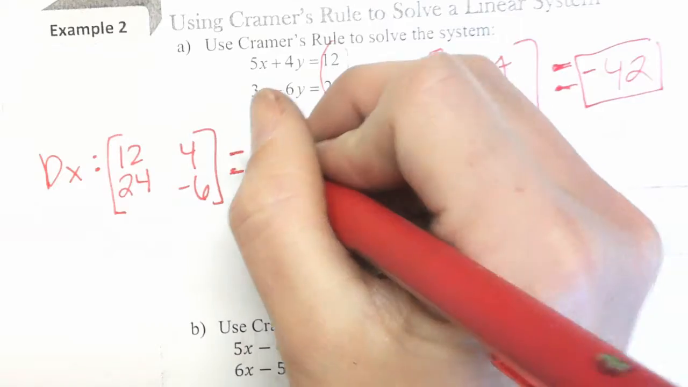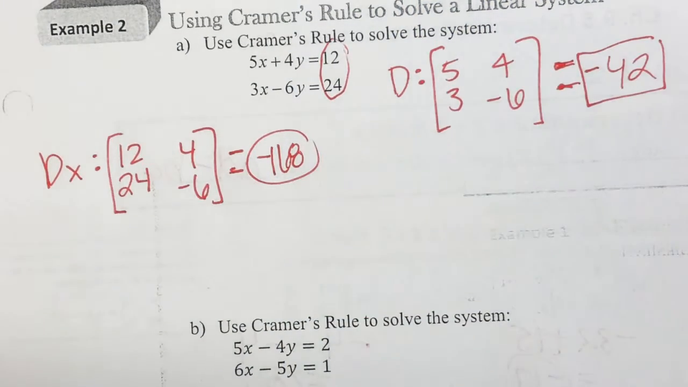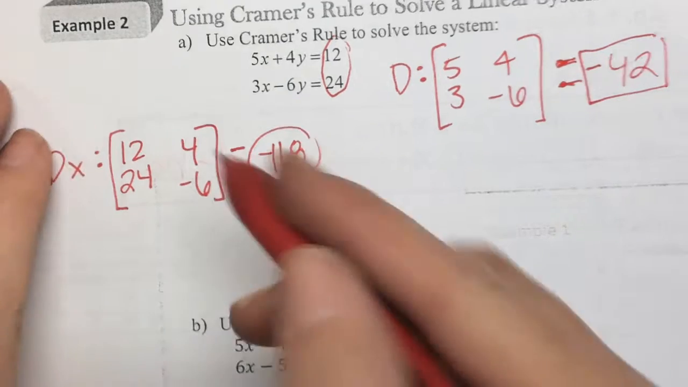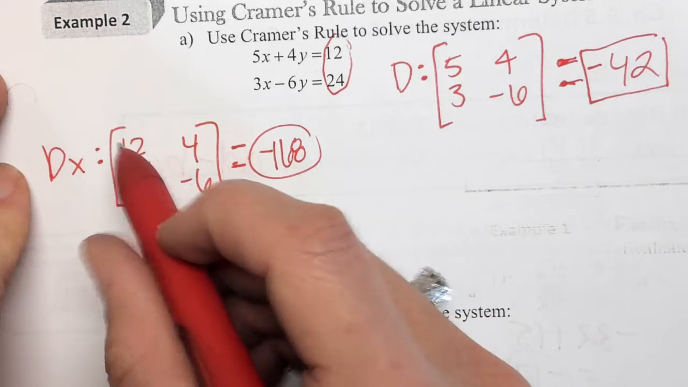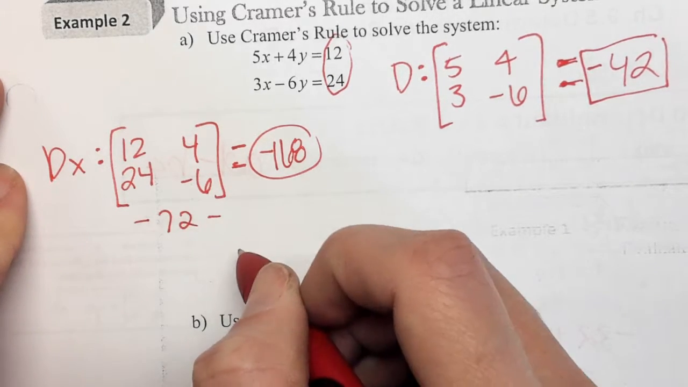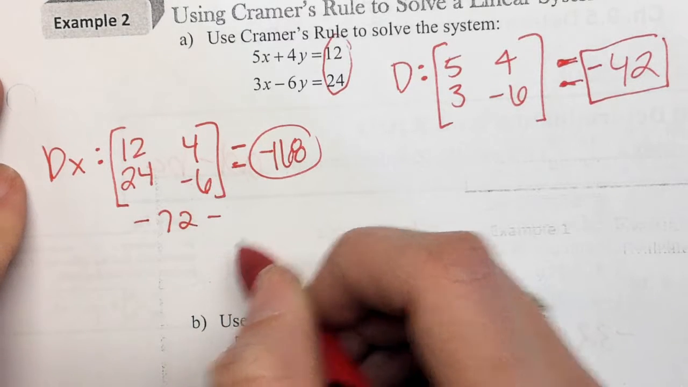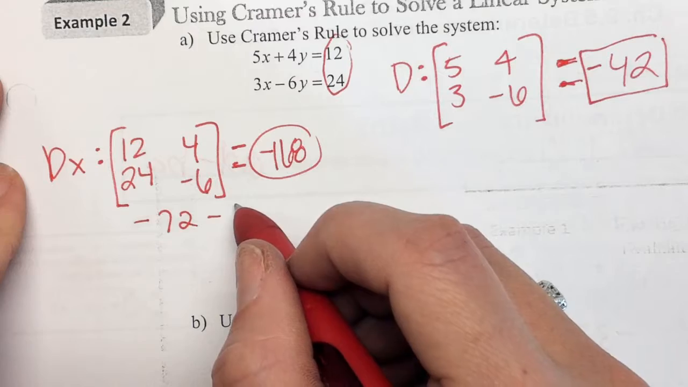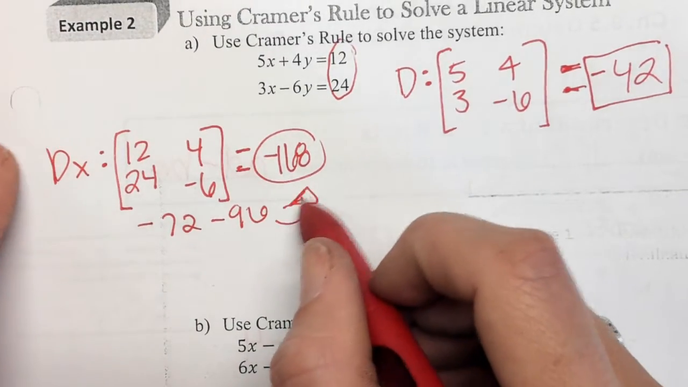Did everybody get negative 168? Yes? Do I need to review how we got it? Everybody good? Okay. So tell me the first things you need to multiply. 24 and 4. Nope. Or, 12 and 6. Yes, which will make what? Negative 72. Minus. Minus 4. Very good. And that was from 4 times 24. So that's how we got that one.